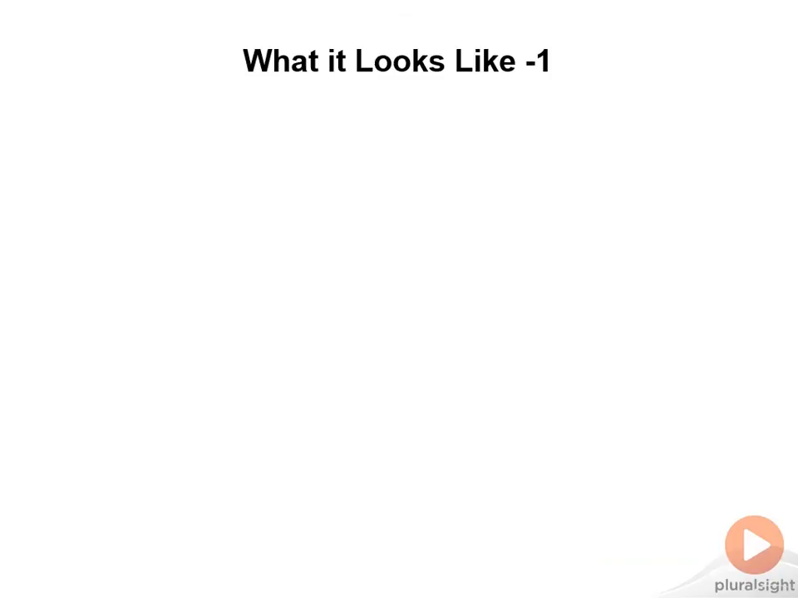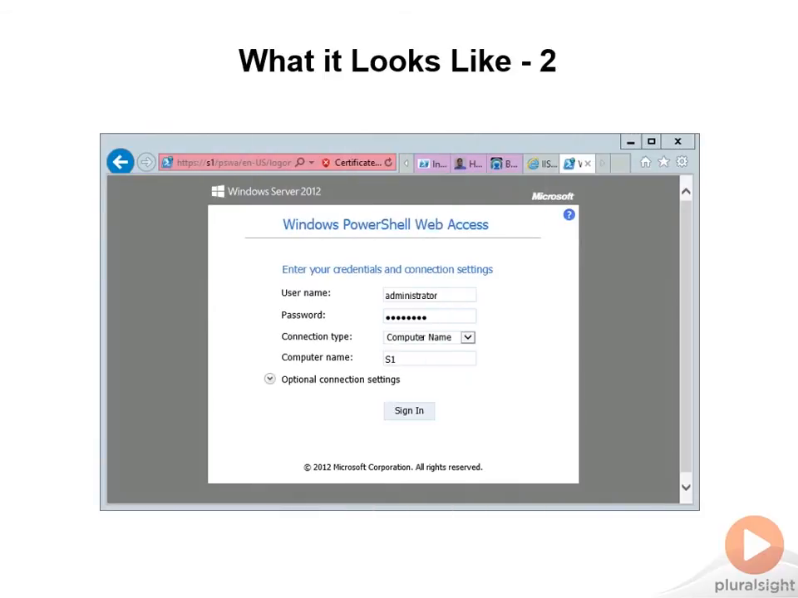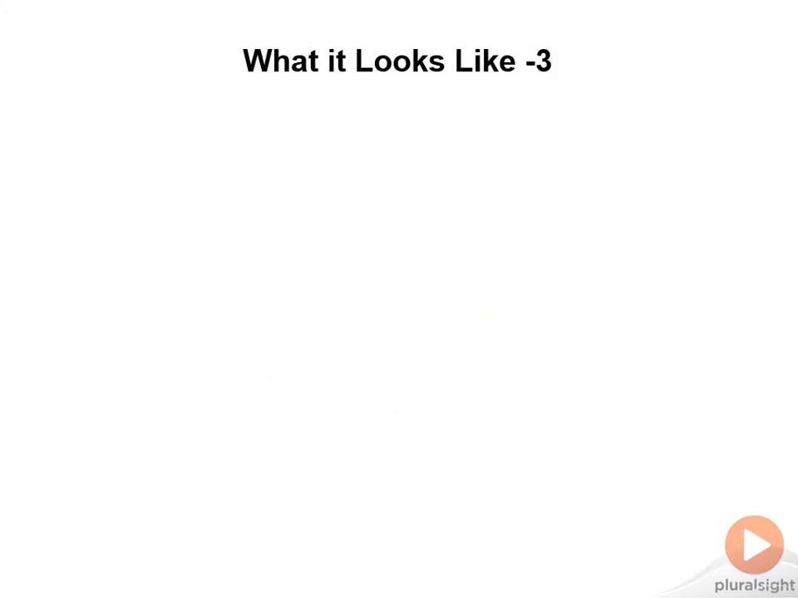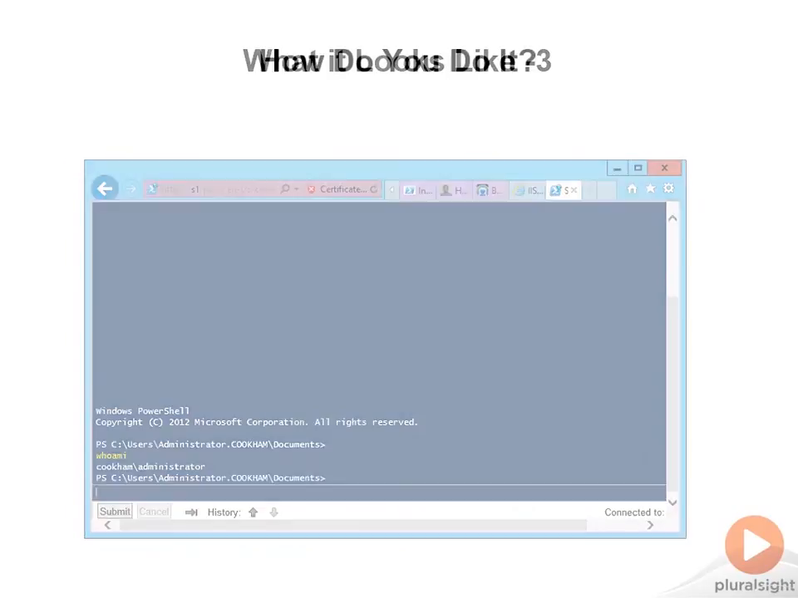So here's what it looks like. When I run the gateway, you notice my certificate error. I get the screen Windows PowerShell Web Access. I enter a name and password, and I say what machine I want to go to. Click on sign in, and in a second, hey presto, I get signed in. Now what's kind of neat is I can see that this in fact is me running as Cook\Administrator on this particular machine. And so how do you do it?